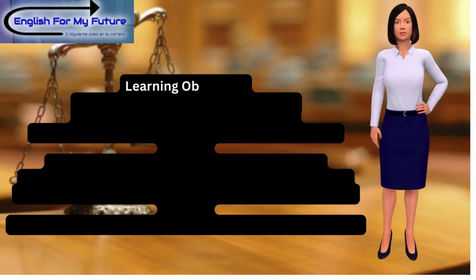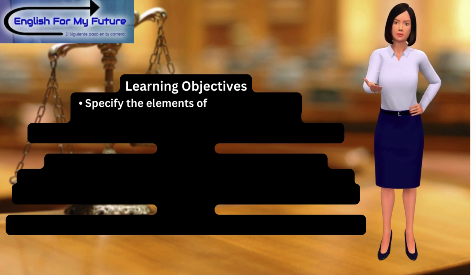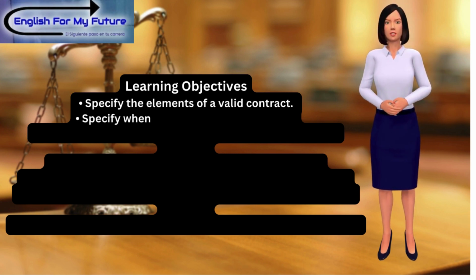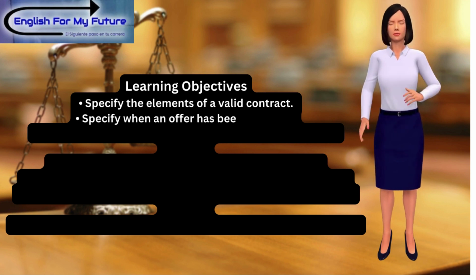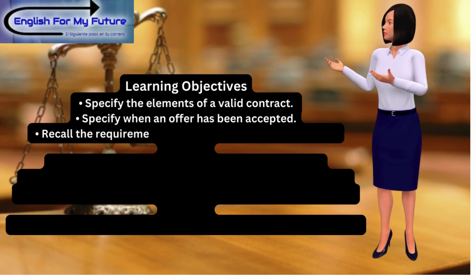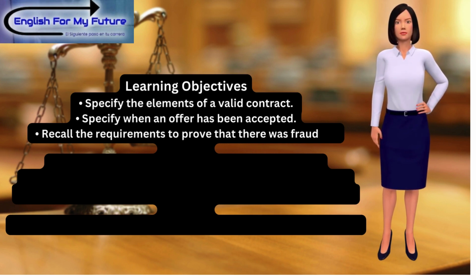Chapter 5 Introduction to Contracts. Learning Objectives. Specify the elements of a valid contract. Specify when an offer has been accepted. Recall the requirements to prove that there was fraud in a contract. Recall the rules pertaining to mistakes in contracts.